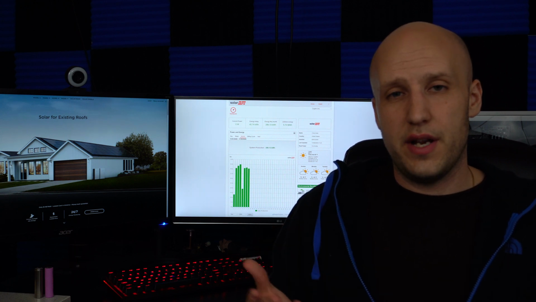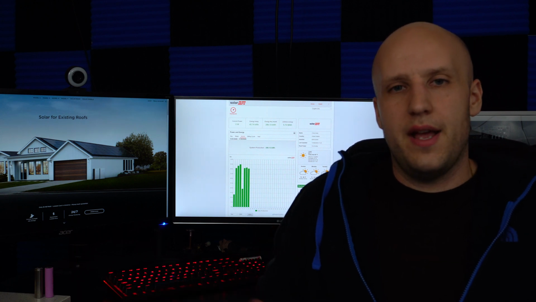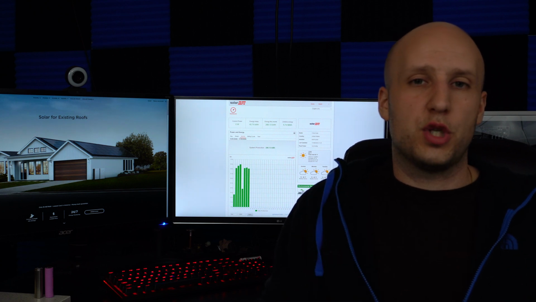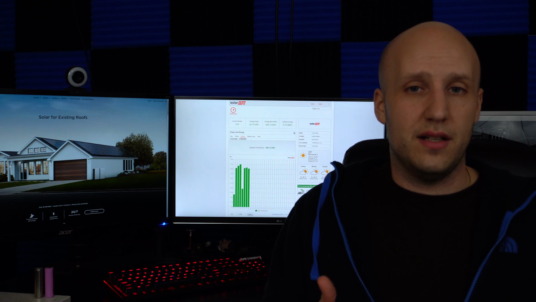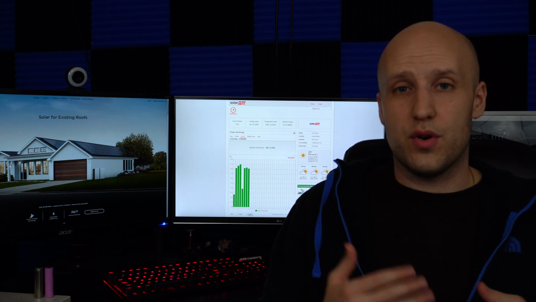Now, I don't go crazy over it. If I need to charge my car at night, I just charge it. And a full 100% charge of my car would still only cost me somewhere around $4 or $5, so it's not that big of a deal. But if I was to do that every day, of course, it adds up.